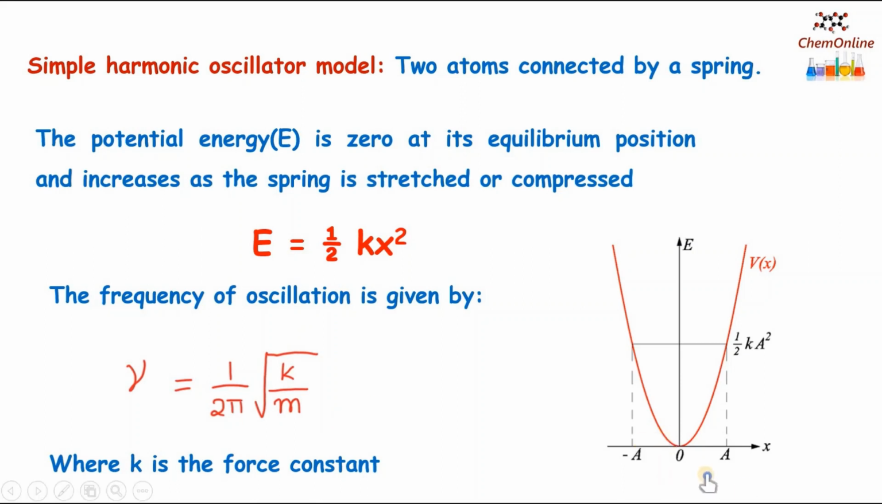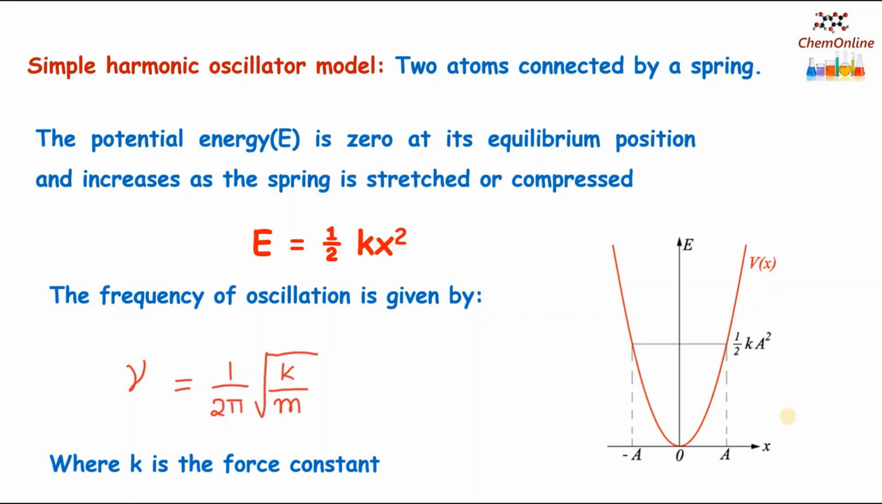Now here you can see that at the extreme points, that is at minus a and plus a, all the energy is potential energy, represented as half k a squared. At the equilibrium point, that is at x equal to 0, all the energy is kinetic energy. So the points minus a and plus a are called the classical turning points. The potential energy at any point should be less than the total energy half k a squared, because otherwise kinetic energy will be negative, which is not possible.